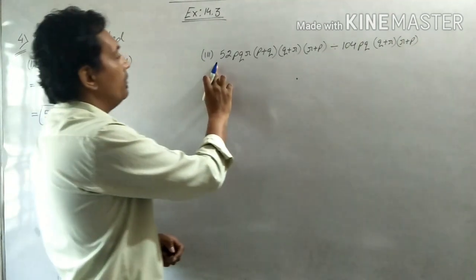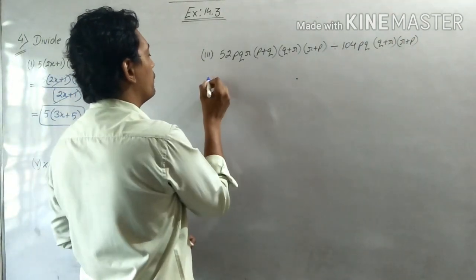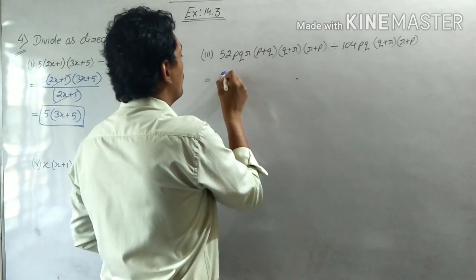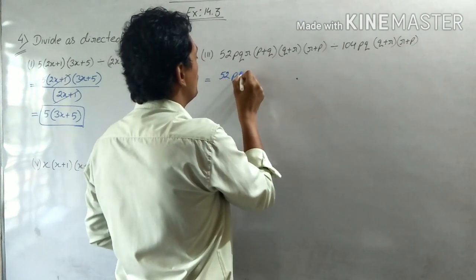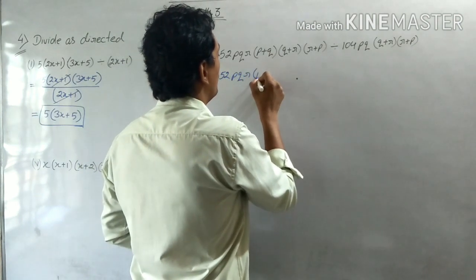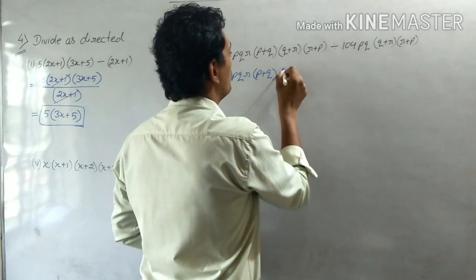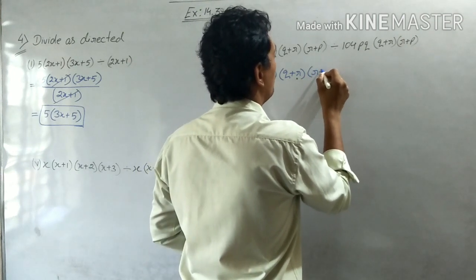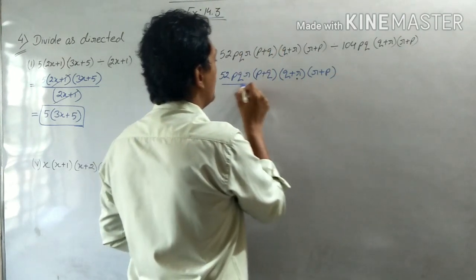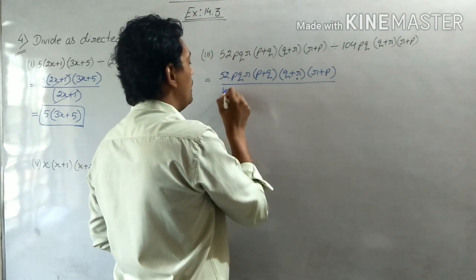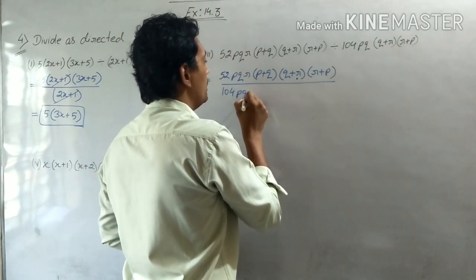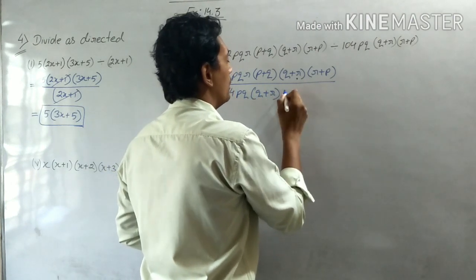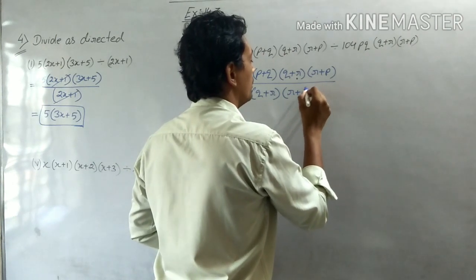Third question we have, which is quite a long expression. So first of all, we need to write it in the numerator and denominator format. So 52pqr into p plus q into q plus r into r plus p, whole thing divided by 104p into q plus r into r plus p.